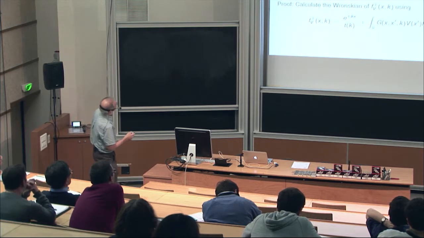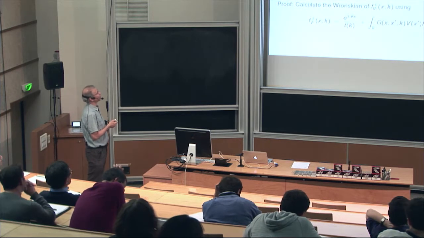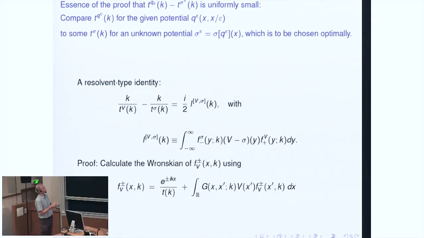Okay, so what's the idea? The idea is we would like to get a good approximation for T_Q epsilon. We would like a uniform estimate on the difference between T_Q epsilon and some T sigma epsilon, where we would like sigma epsilon to be the effective potential. If I replace sigma epsilon, that unknown effective potential, just by 0, the homogenized one, this difference is not uniformly small. It is small away from 0 energy, but it is not uniformly small.